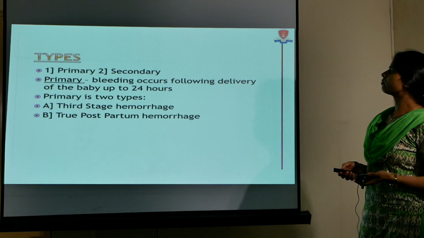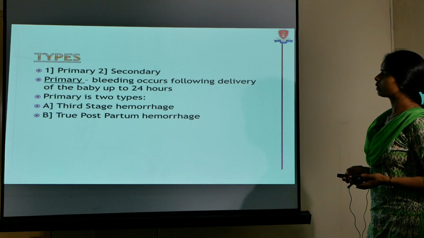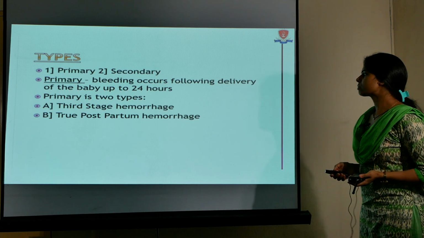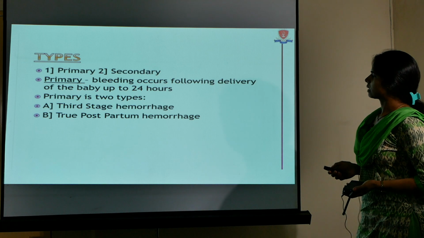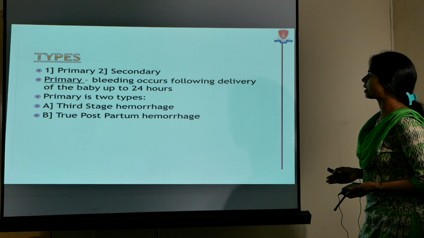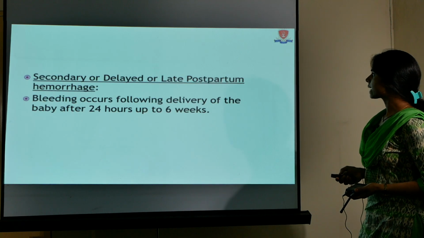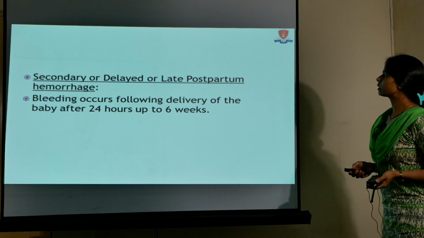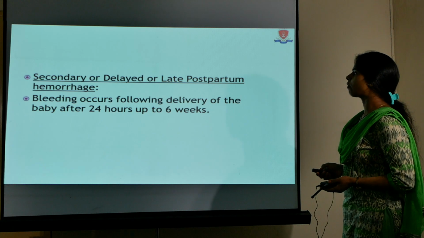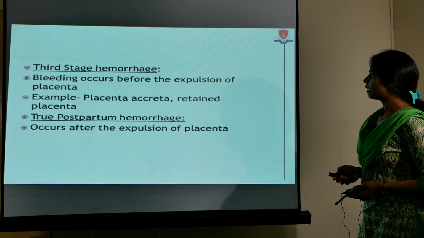Primary PPH is defined when bleeding occurs within 24 hours of delivery, and primary may be of two types: third stage hemorrhage and true postpartum hemorrhage. Third stage hemorrhage occurs when blood loss occurs before the placenta is removed, and true postpartum hemorrhage is when the blood loss occurs after placenta removal. Secondary or delayed PPH, also called late postpartum hemorrhage, occurs when bleeding follows delivery of the baby after 24 hours, up to 6 weeks after delivery.